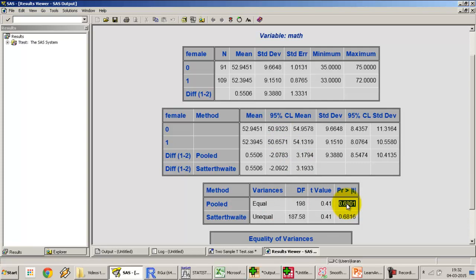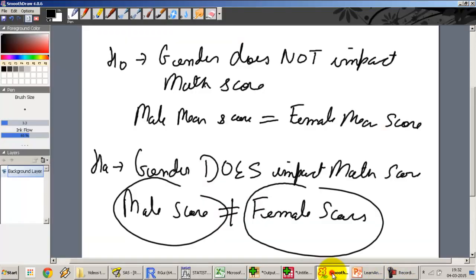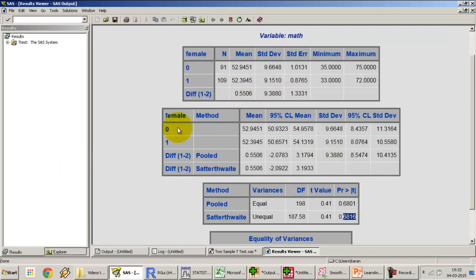Now 0.68 is much higher than the value of alpha, which is 0.05. As we mentioned earlier, if p-value is high, we go ahead and accept the null hypothesis. If the p-value is low, null has to go. In this case, the p-value in both the interpretations is high. It's 0.68. So our null stays. So what was our null? Our null was gender does not impact the math score, i.e. math scores for both males and females are essentially the same. There's no difference between them. Gender has no impact on math scores, and our significance test is also telling us that.